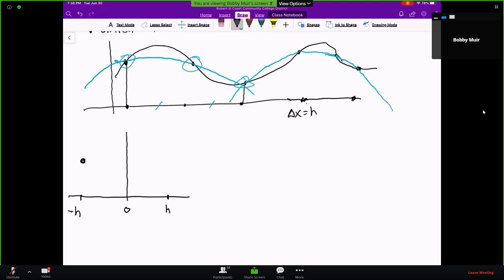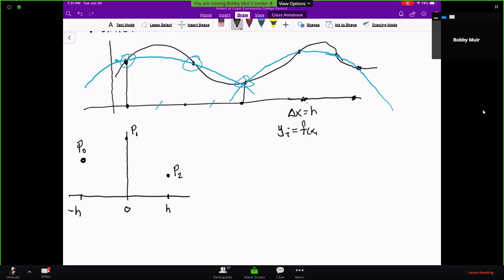And let's say that this is the point P sub zero. And let's say that this is the point P sub one. And let's say this is the point P sub two. And we know the coordinates of these points. We'll let yi equal f of xi. So this coordinate is going to be negative h, comma, y0. This coordinate is going to be 0, comma, y1. And this guy is going to be h, comma, y2.